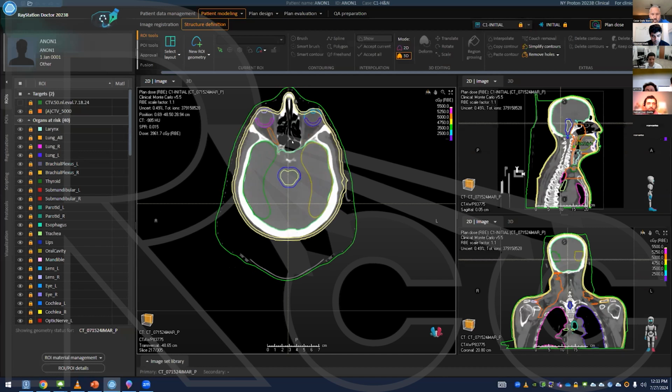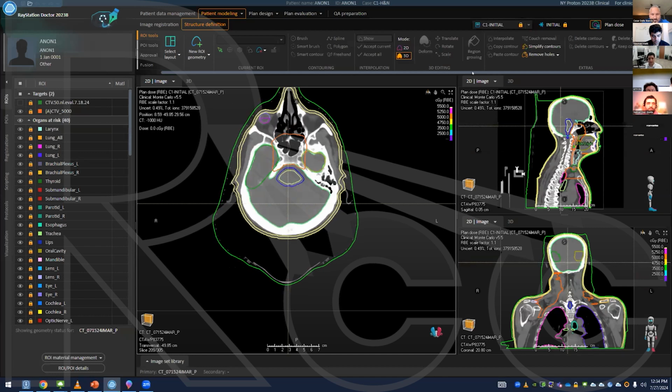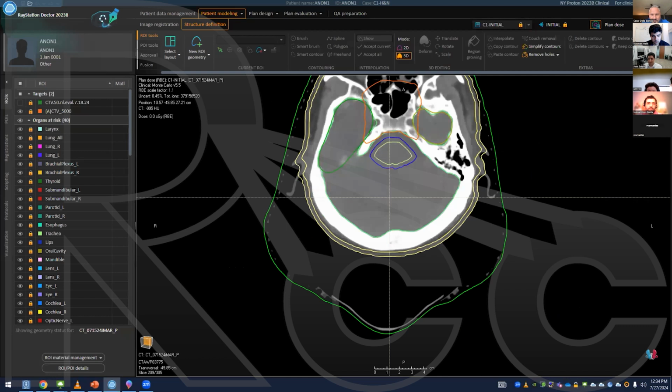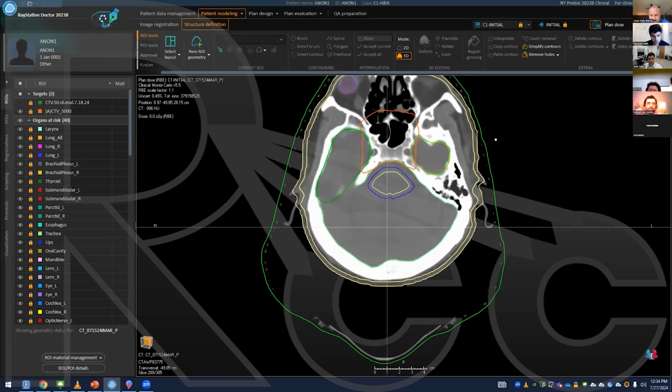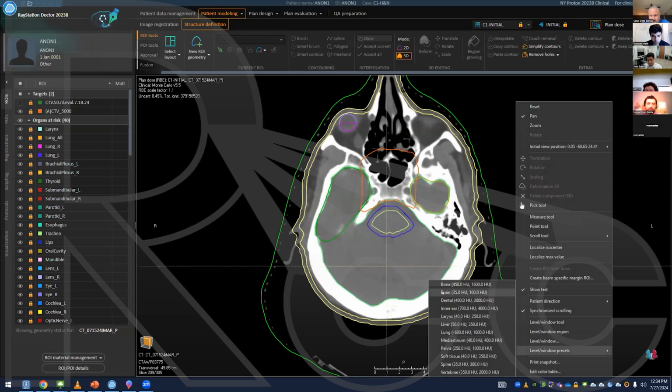So little changes like that, always good to critique for the organs at risk. The most critical ones for a case like this are the brain stem. So let us just quickly look at this on brain window. So we're going to go here.